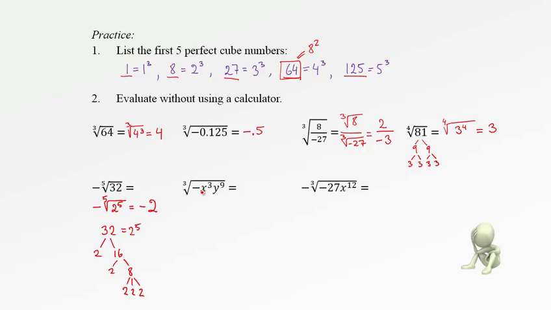Finally, we have two examples that are radicals of expressions. Again, the cubic root of a negative is negative. The cubic root of x cubed is just x. And the cubic root of y to the 9. Remember, the rule is we take the exponent and we divide by the index. So 9 divided by 3 is 3. So we end up with y to the 3.